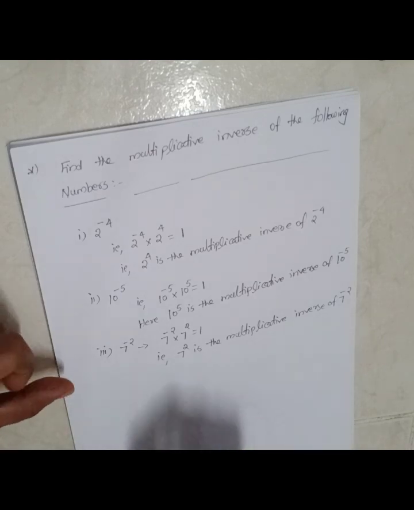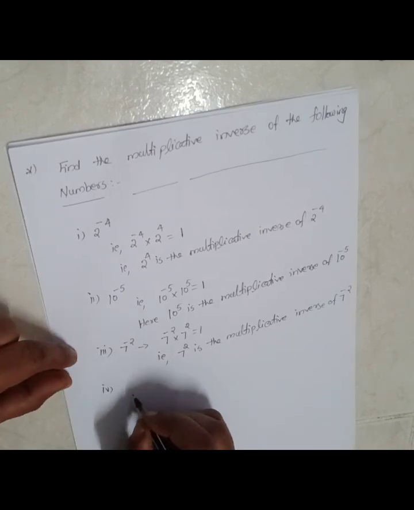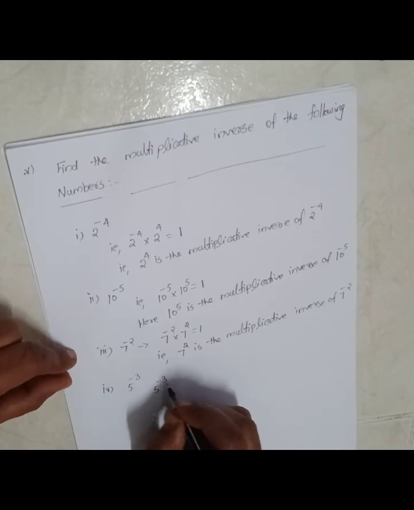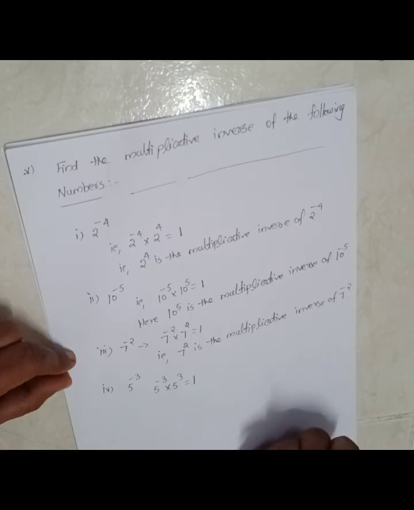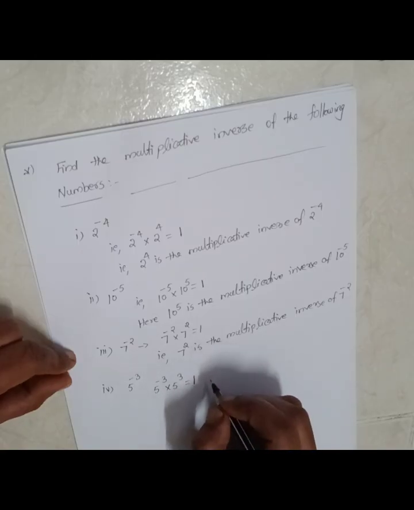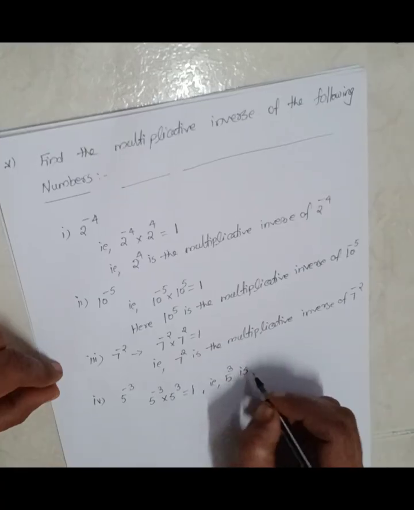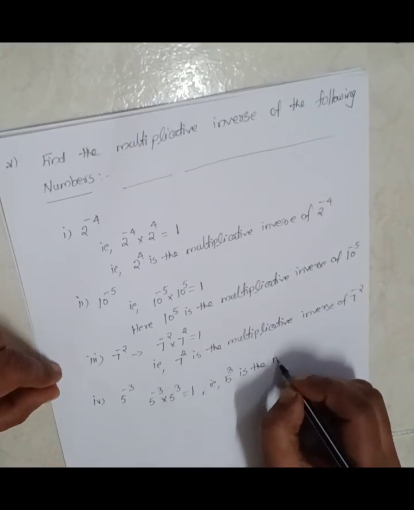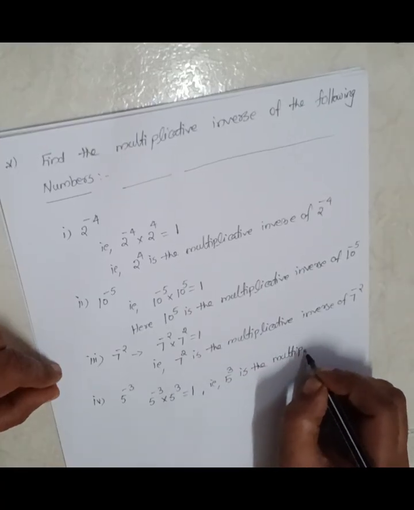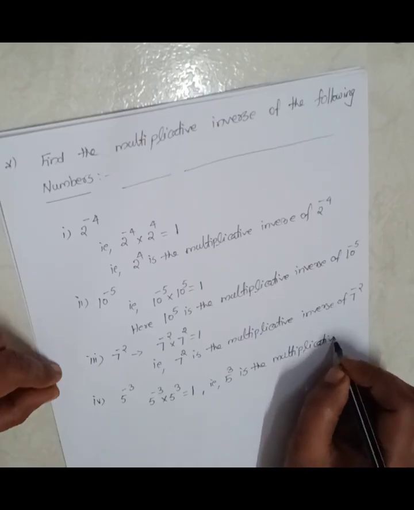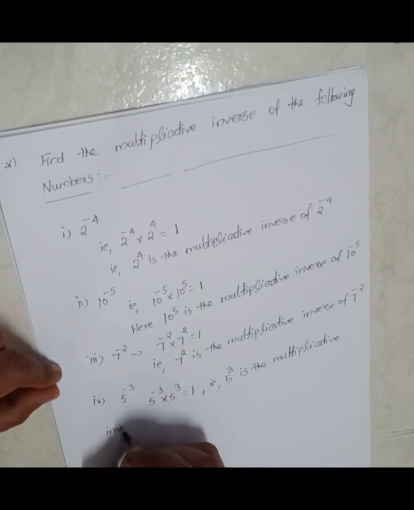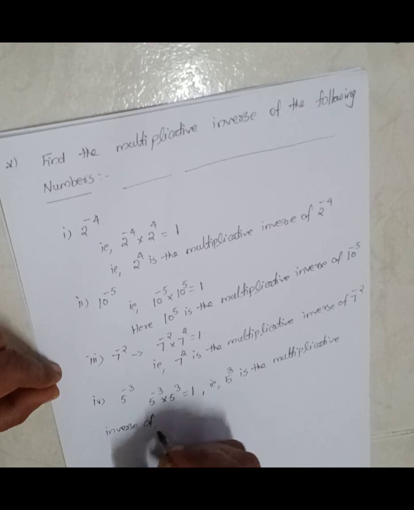Next, 5 raised to minus 3. 5 raised to minus 3 into 5 raised to 3 equal to 1. That is, here 5 raised to 3 is the multiplicative inverse of 5 raised to minus 3.